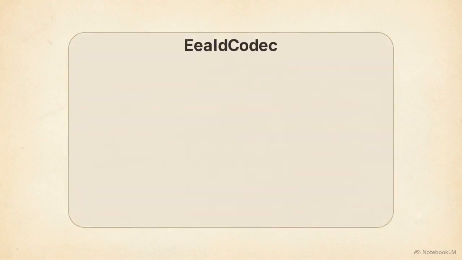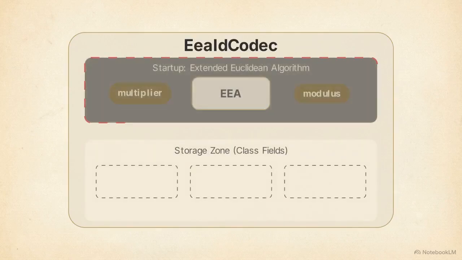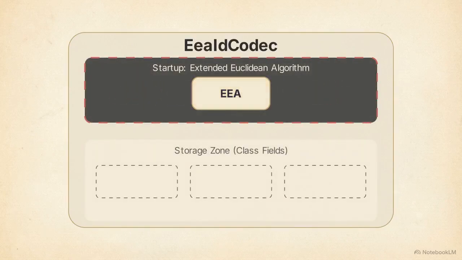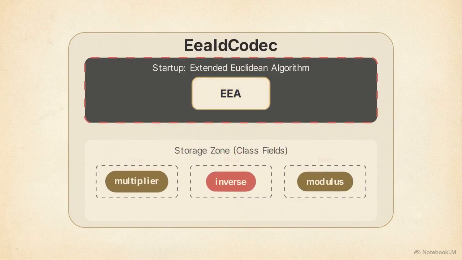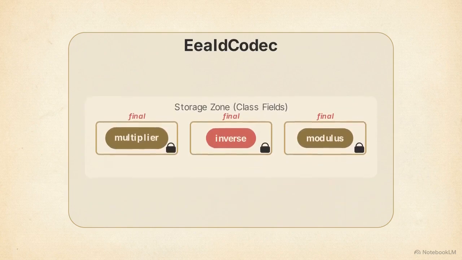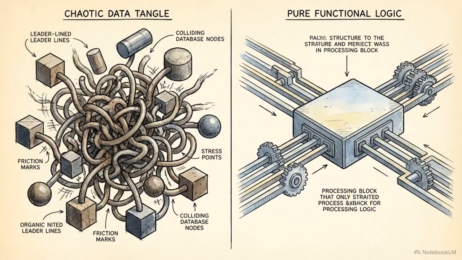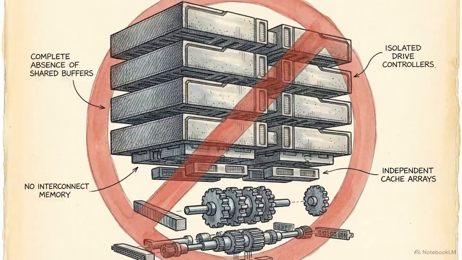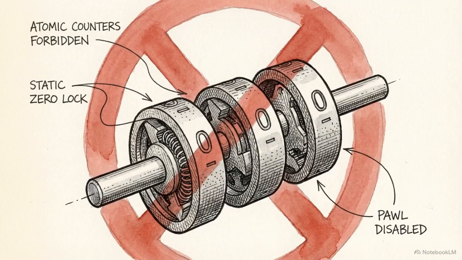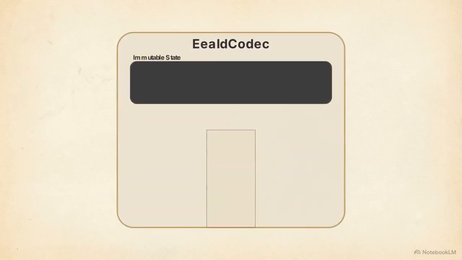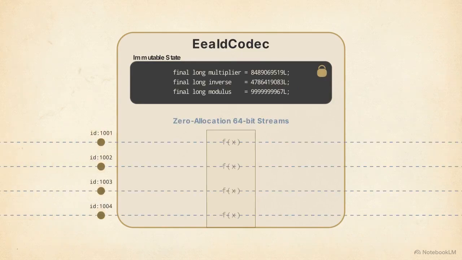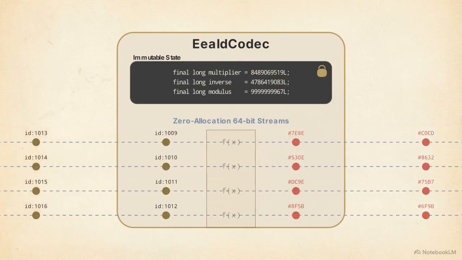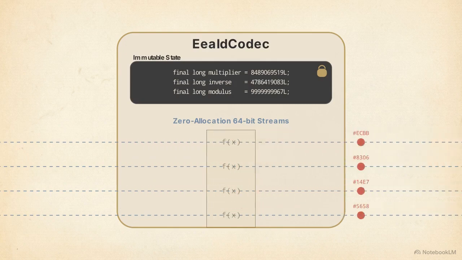This diagram illustrates the id codec class architecture. The heavy, extended Euclidean algorithm only runs once during system startup to calculate and freeze the multiplier, inverse, and modulus fields as immutable final variables. This pure functional design stands in strict contrast to standard mutable systems. There are absolutely no shared buffers, no lookup caches, and no atomic counters. Because the underlying data never mutates after construction, Java's parallel processing threads can safely execute the codec's mathematical functions simultaneously.